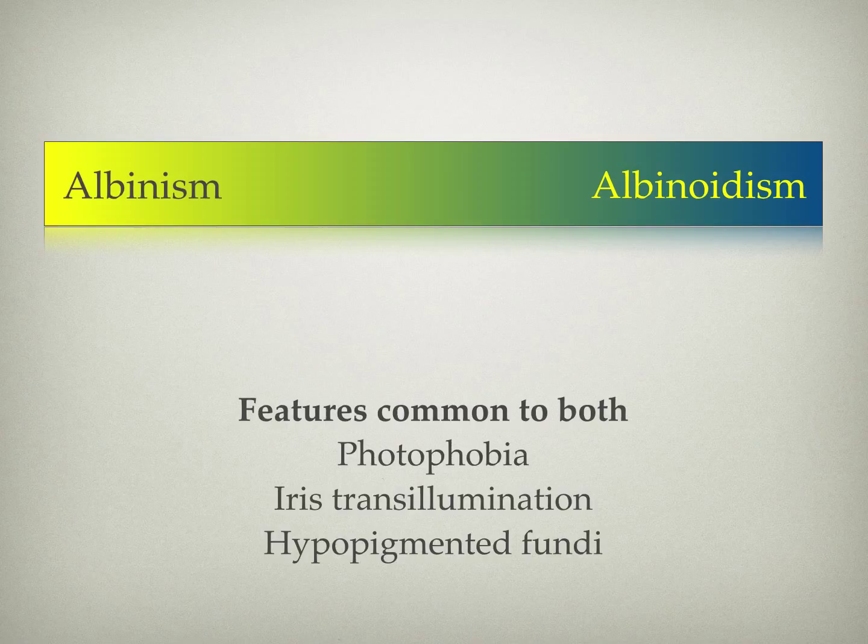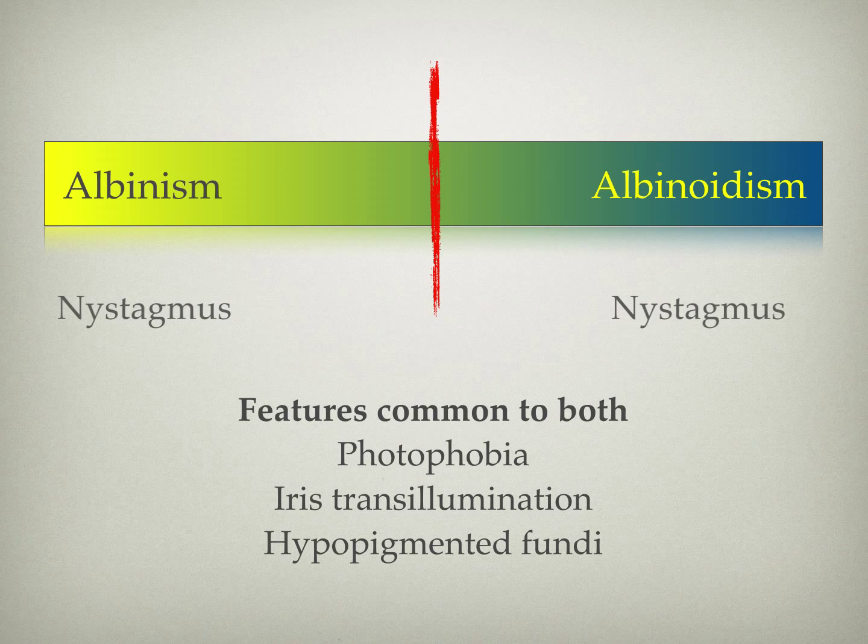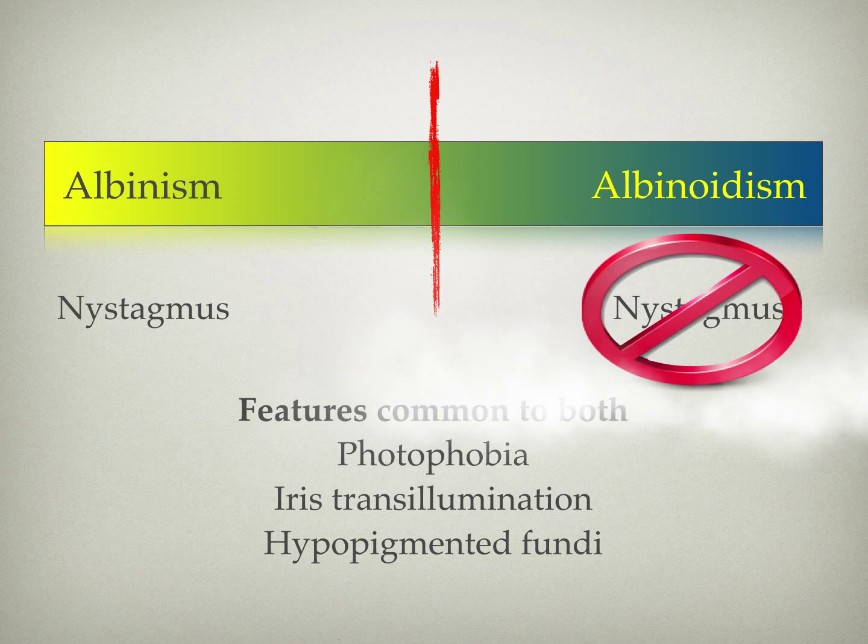So you've heard these two terms, right? Albinism and albinoidism. Do you know the difference? Heard about it. Okay, good. Might be helpful. I actually don't like this particular section of the lecture. Both of them are photophobic. Both of them get iris transillumination. Both of them have hypopigmented fundi. Albinoidism is kind of a less severe form of albinism, and the distinguishing feature is nystagmus. Albinism is going to have nystagmus. Albinoidism is not.